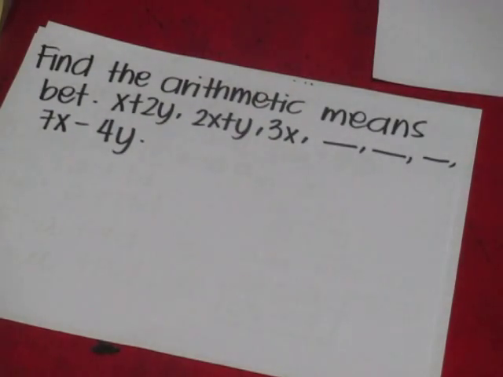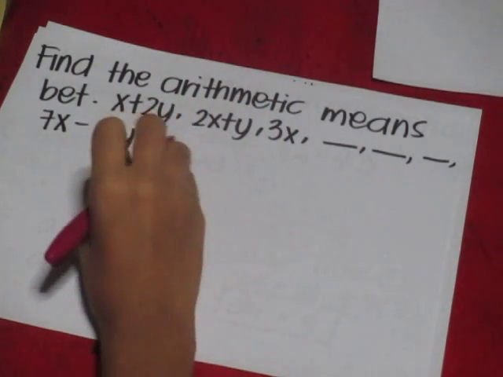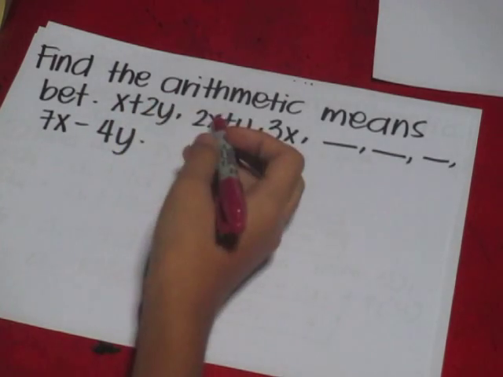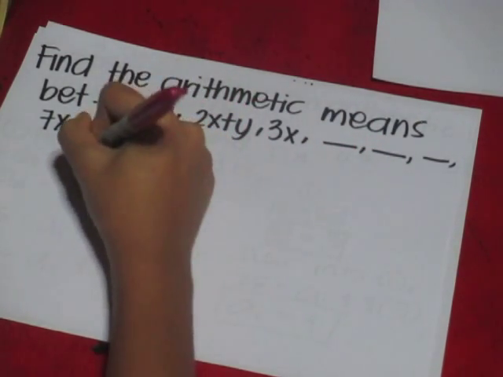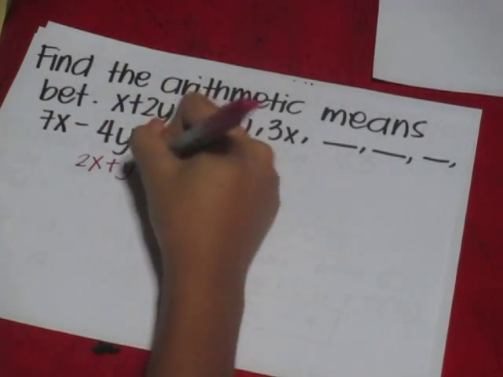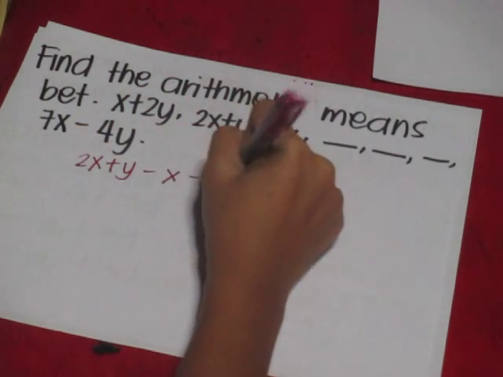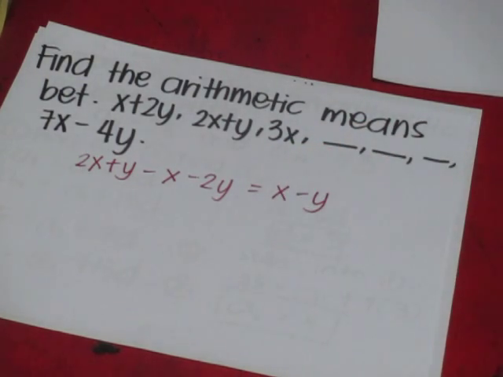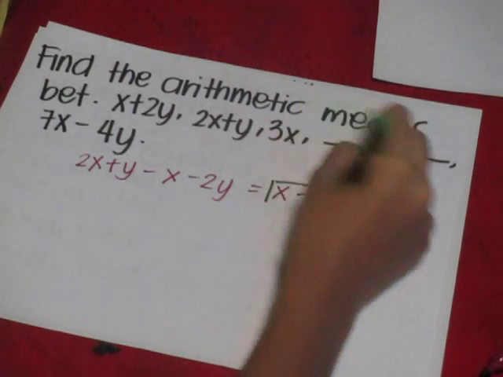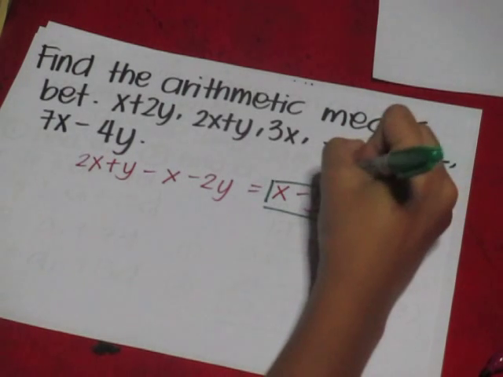Okay, let's have a next example. Find the arithmetic means between x plus 2y, 2x plus y, 3x, and 7x minus 4y. So first, you need to find the common difference. Since the second term and the first term are given, you can easily find the common difference. So that's 2x plus y minus x minus 2y, and that's x minus y.